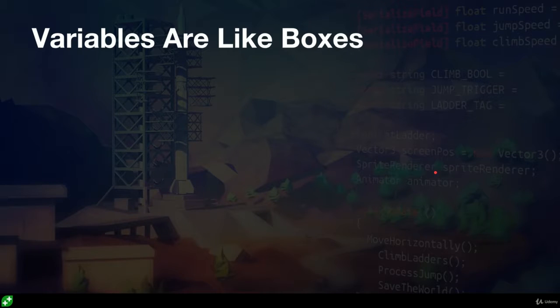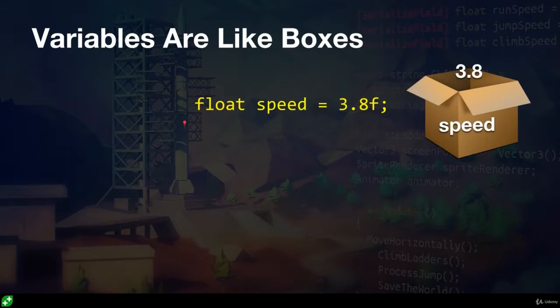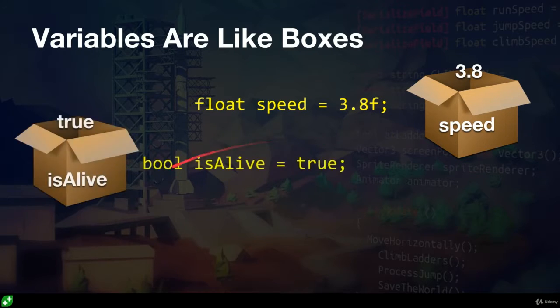If we look at another couple of examples, we have float, which is a type. A float variable means that it has decimal places. It's a number with decimal places. The name is speed, so you can see our box here is speed, and it has been assigned a value of 3.8. That's the value that's sitting inside the box. And if it's a float, we need to put an F on the end, and then a semicolon.